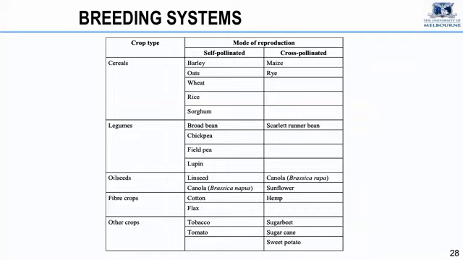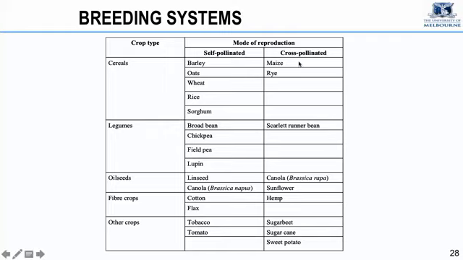So, just to give you an idea, and pretty much to end this first break, the crops that are self-pollinated, in other words, the ones that produce their own seed, are the big ones: barley, oat, wheat, rice, sorghum, chickpeas, field peas, again important crops, linseed, canola, and then cotton, flax, tobacco, tomato. There's of course a lot more.